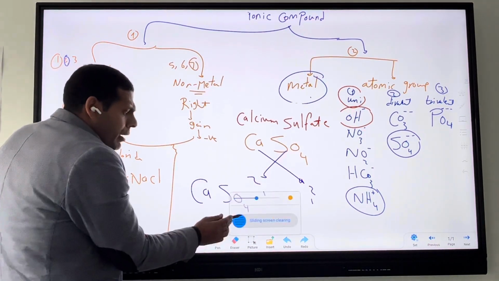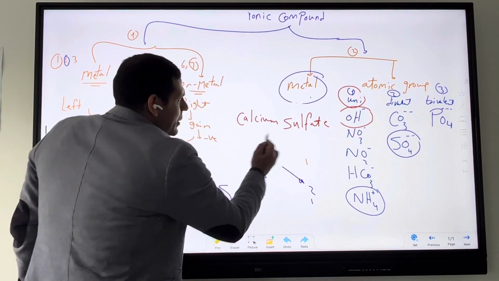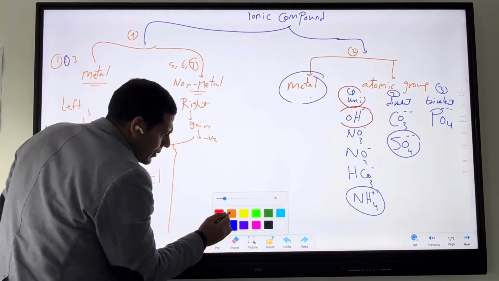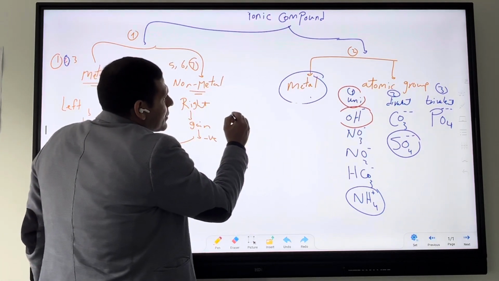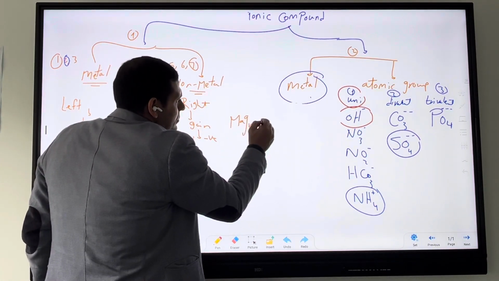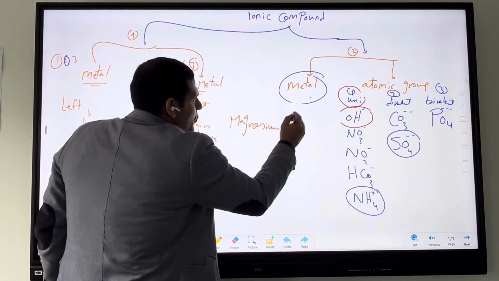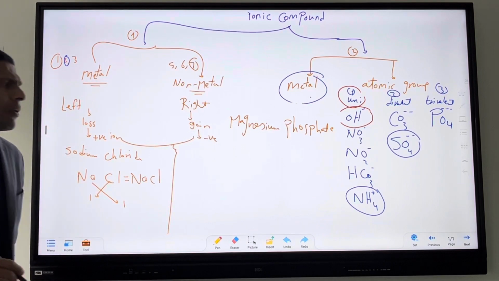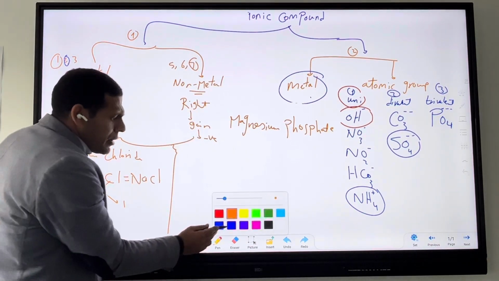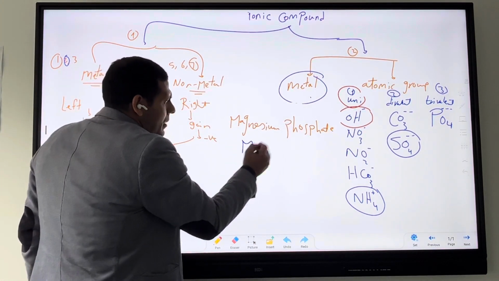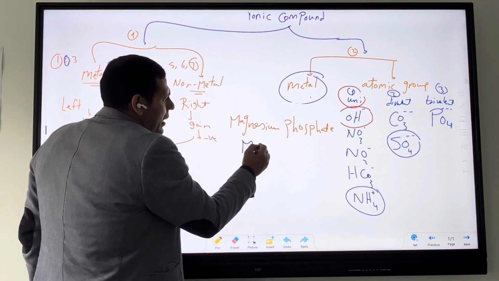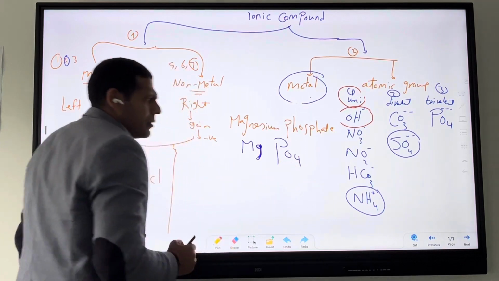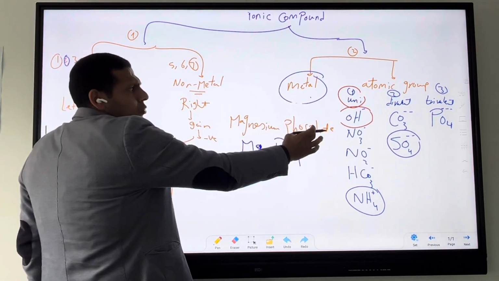And we move on to the last example here. Now, how about if we have magnesium phosphate? How can we write down the chemical formula of magnesium phosphate? Magnesium is Mg, and phosphate is PO4, a metal and an atomic group.